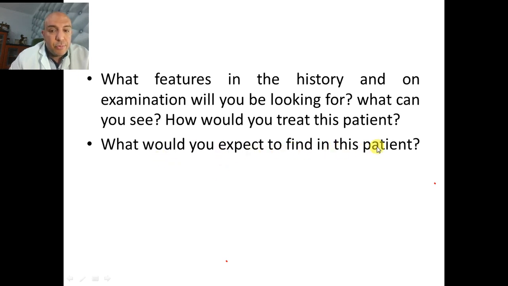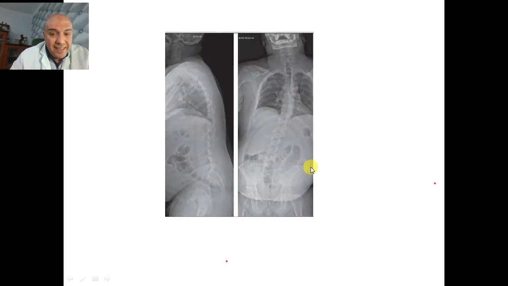What would you expect to find in this patient? Again, history and the examination. Please, when you see an X-ray like this, don't say that it is a scoliosis. Scoliosis means that there is a rotation. It is a 3-plane deformity, and one of the most important planes of deformity is rotation. There is no rotation. I'm sorry for the bad quality, I just want to inform you about the idea. This is just a tilt. Could be scoliotic tilt.